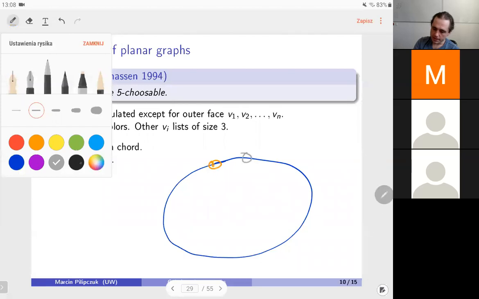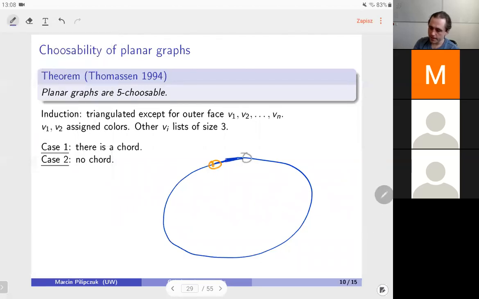And now comes the main trick. The main idea is to look at the next vertex on the boundary, like this is the next one up there, and let's look at its neighbors. It cannot have a chord because that was case 1. So it has this vertex as its next neighbor on the boundary, and it may have a few neighbors inside. This was a triangulation, so there are edges looking like this. Good. And now our idea is to actually hide this vertex.